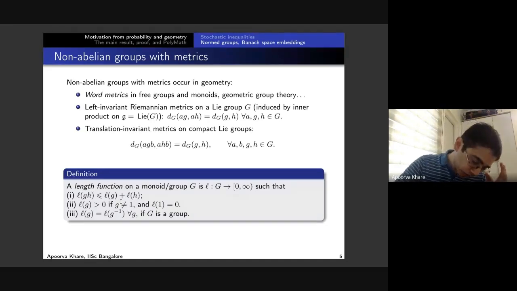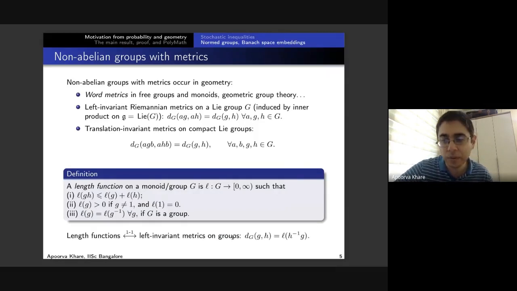So that means that if you are given a distance function, you can talk about the corresponding length function. The bijection is that it's true the other way as well. If you are given a length function, I can tell you the left invariant distance function, defined by this formula: the distance between g and h is defined to be the length of h inverse g. So if you look at ag and ah, you get h inverse a inverse a g. The a inverse and a in the middle cancel, and you just get the length of h inverse g. Right? So that's why the distance induced from such a length function is indeed left invariant.